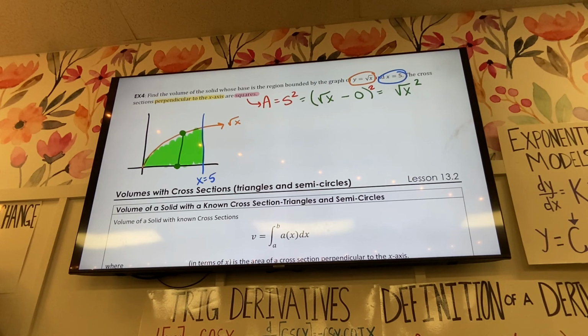Now what is the square root of x squared? X. And so x is my area, right? We've simplified area all the way down to just be x. So when you are integrating, we are going to integrate from what to what? 0 to 5. And then my area formula is just x.